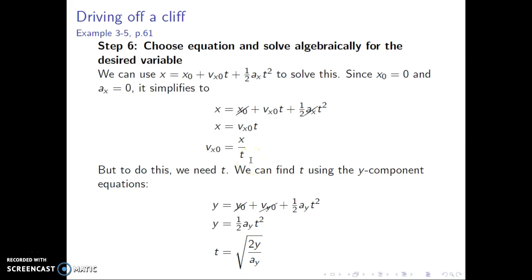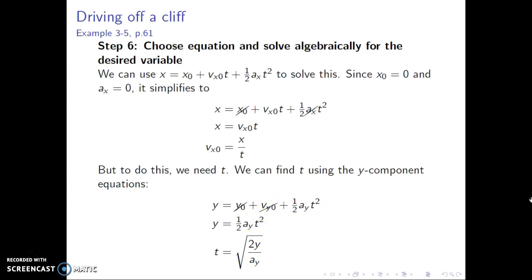However, we've got a problem here. Ideally, we would use an equation that we can just solve for the variable, plug in our numbers, calculate, and we're done. But we can't do that with any of our equations. We have to use the y component somehow. In this case, the closest we can get is this equation, but we're missing time. So how do we find time? Well, that's where the y component comes in.